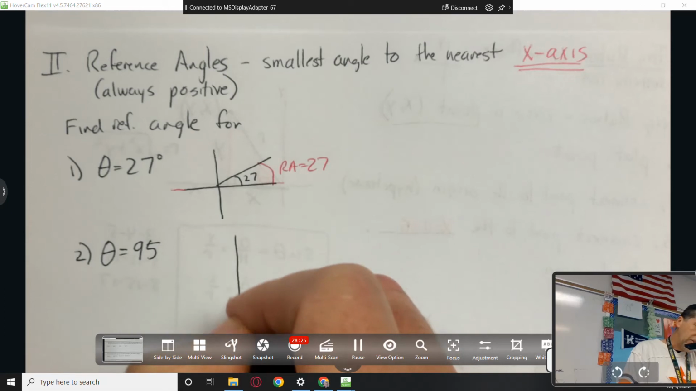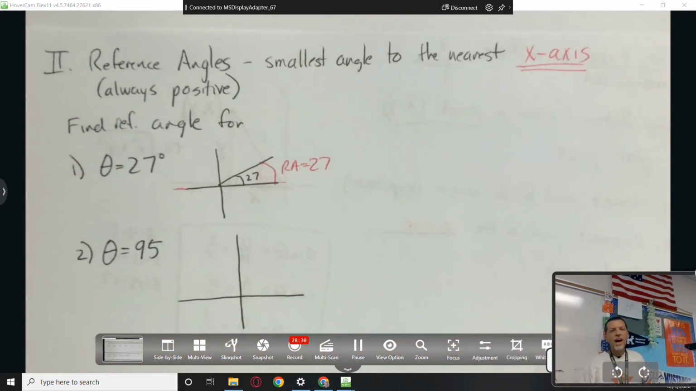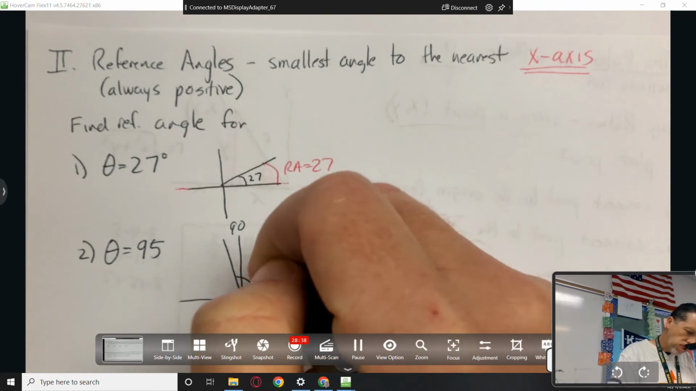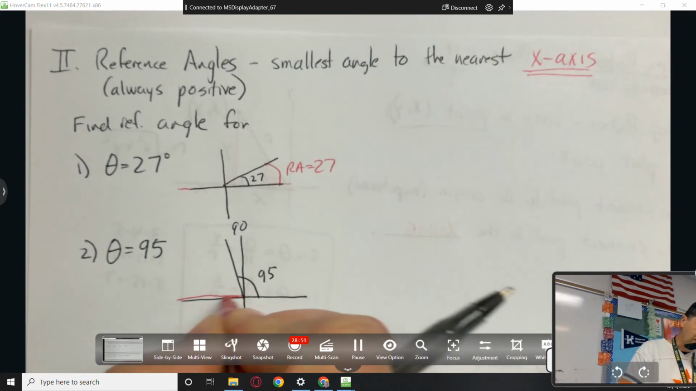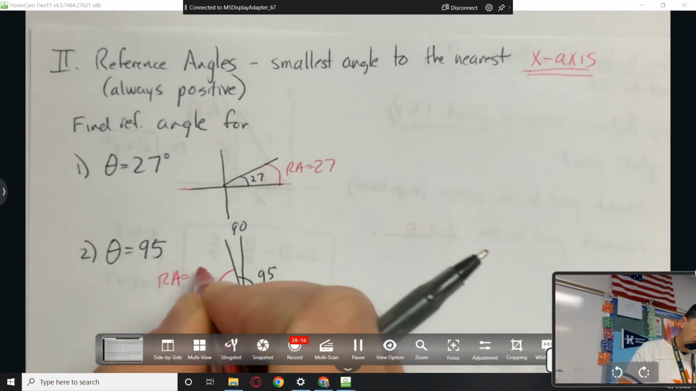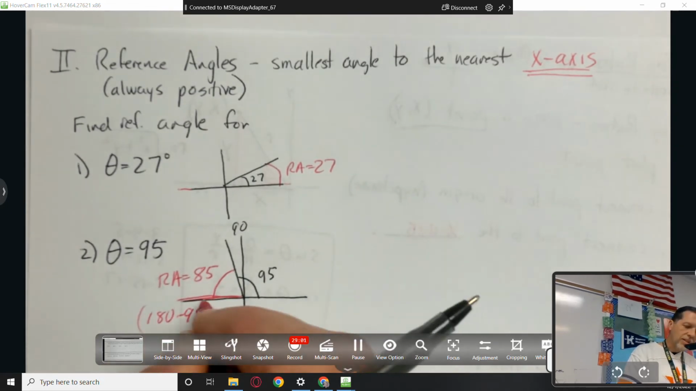But if theta equals 95, what quadrant would that land in? A second quadrant, because that's a little bit more than 90. Okay, so what's the nearest x-axis for that guy? So this is the nearest x-axis that we're headed toward, but what's this angle? 85, because it was 180 minus 95.